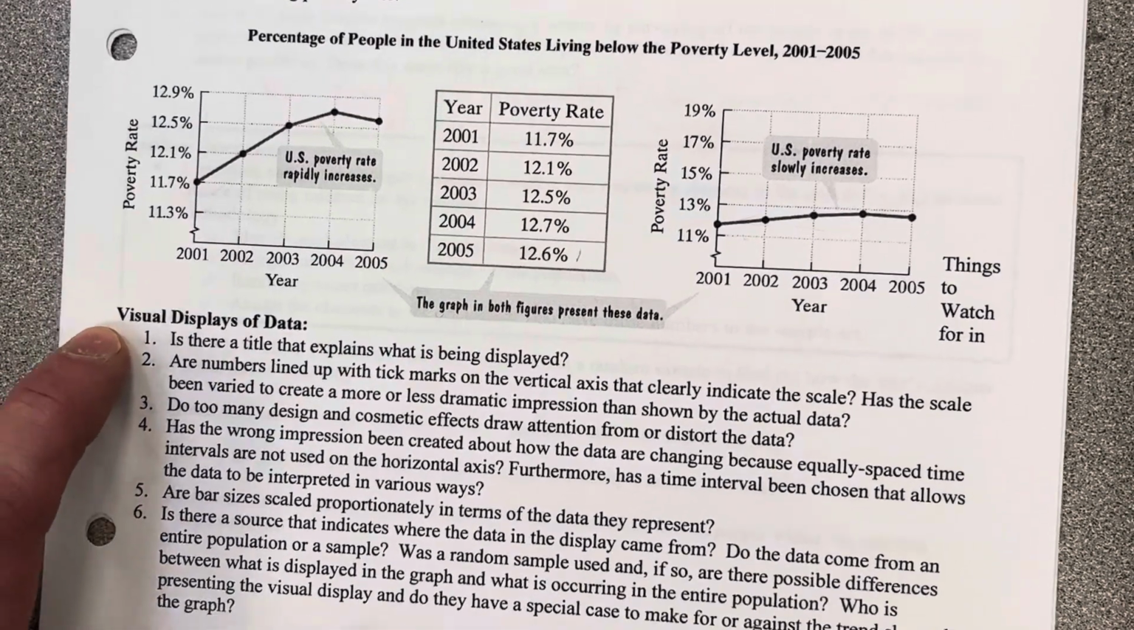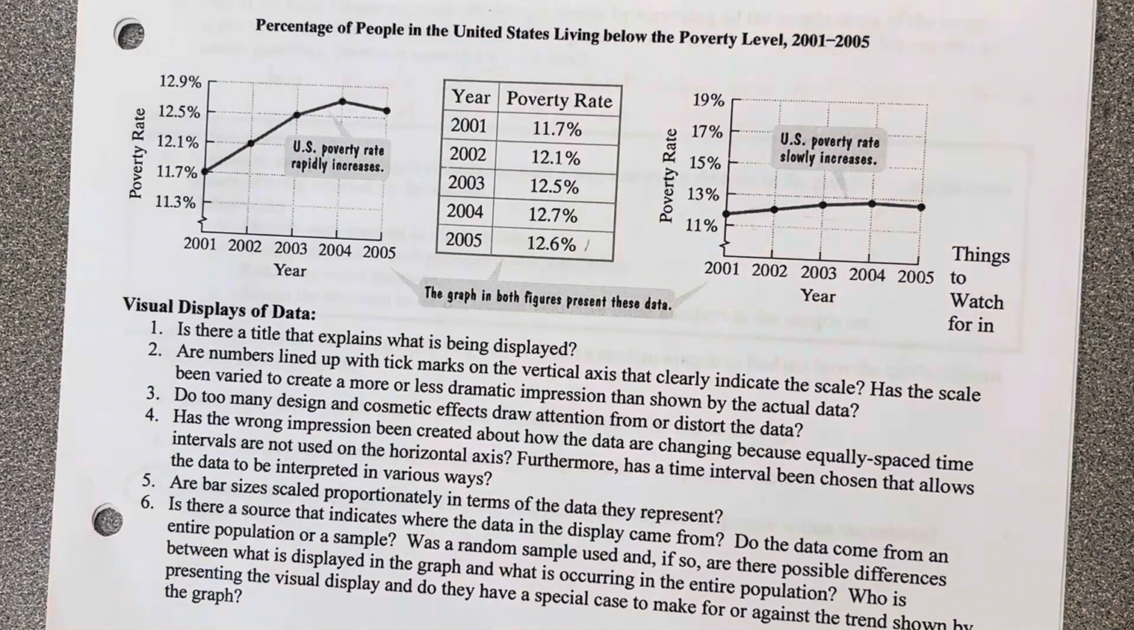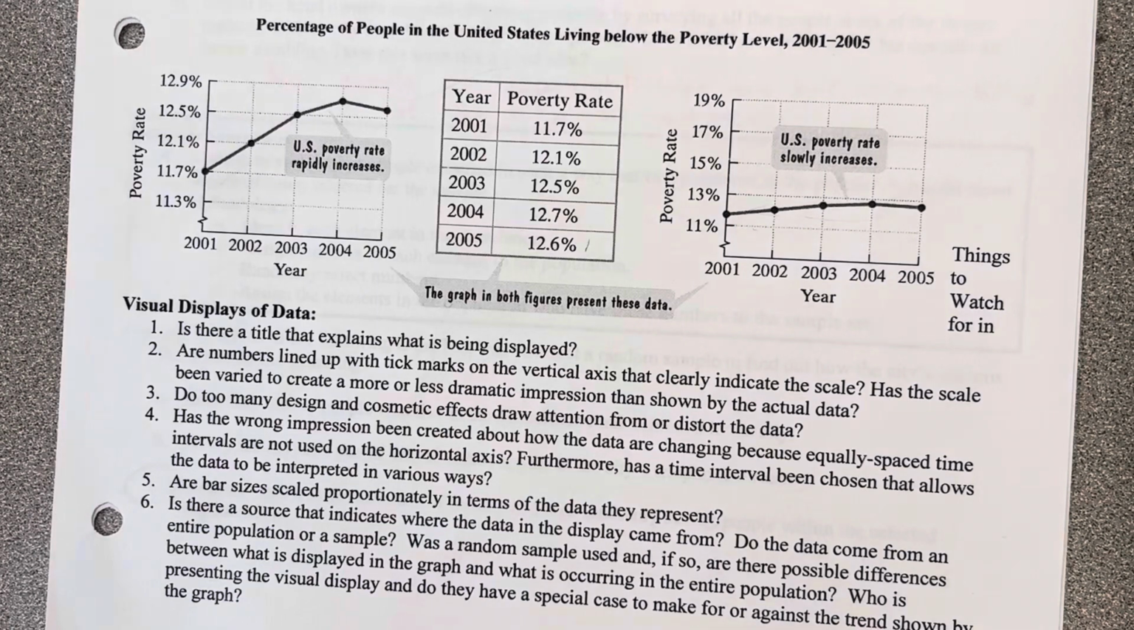And then things to watch for in visual displays of data: there should be a title that explains what's being displayed. Everything should line up, and everything should be labeled correctly. You should be going by a scale or an interval that's typically consistent in order to display the data accurately. Sometimes you can have too much, it's too busy of a presentation.